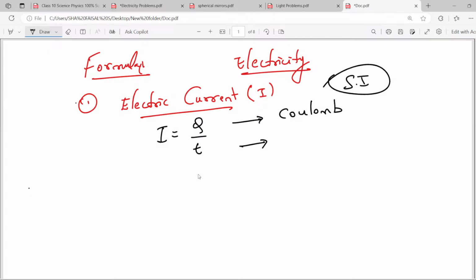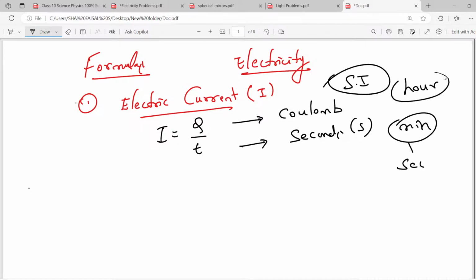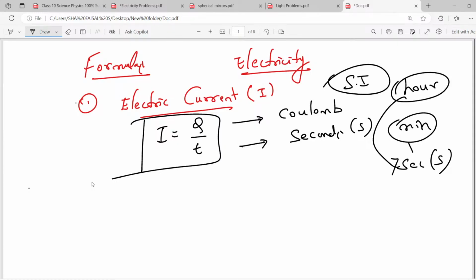And time we always represent with the symbol T, and always measure in seconds. Remember, this is the important thing. In the numerical, sometimes if they give minutes, try to convert into seconds. Maybe they give hours, so convert into seconds. So time should always be represented in seconds. So the formula to find current is I is equal to Q by T.